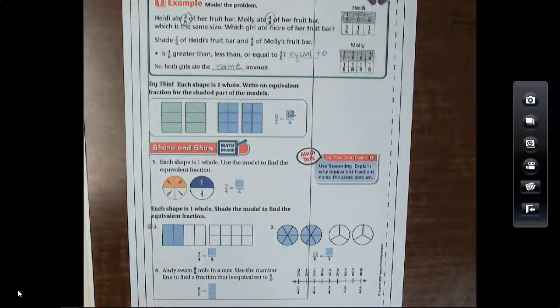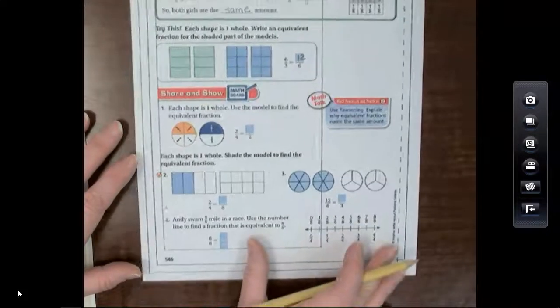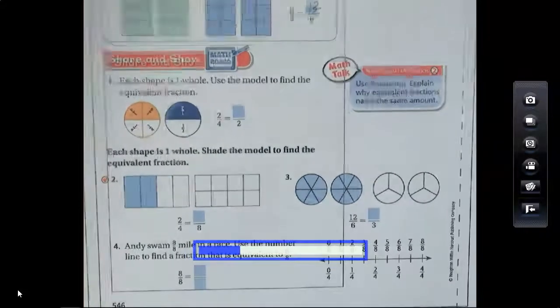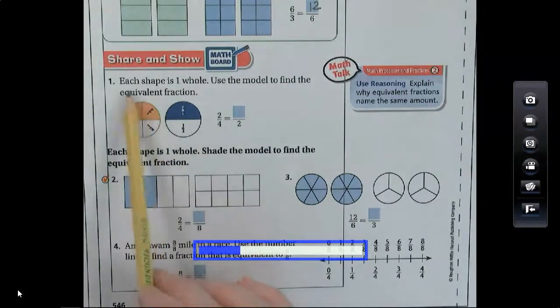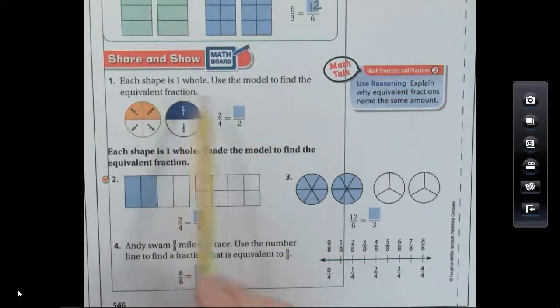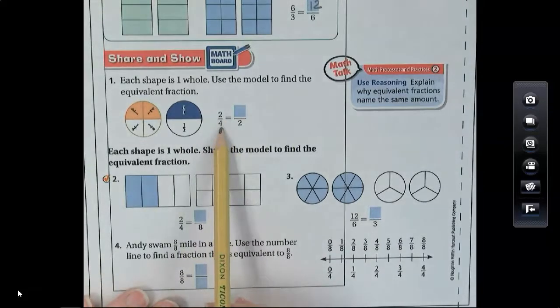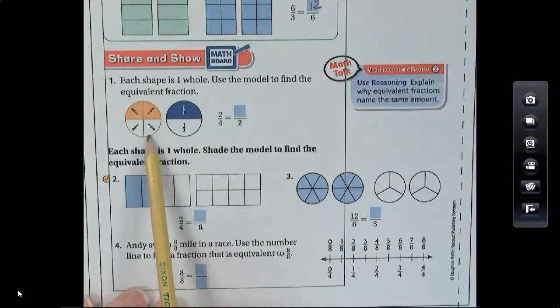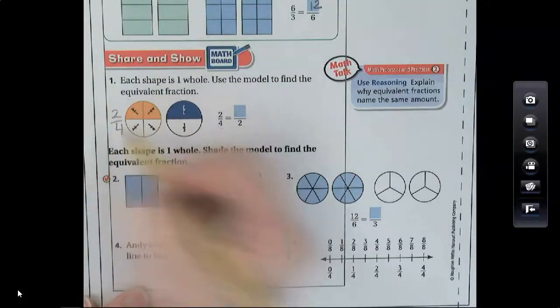Now we're going to look at some circle models for fractions, and some number lines, and some other pictures to help us visually see when fractions are equivalent, when they're equal. I'm going to push this up so we can see the share and show, and make it a tiny bit bigger. Okay. So each shape is one whole. This is one whole shape, this is one whole shape. Use the model to find the equivalent fraction. So here we have 2/4. So this circle that has an orange yellowish color, there's 4 pieces and 2 of those pieces are shaded in. So that's 2/4.